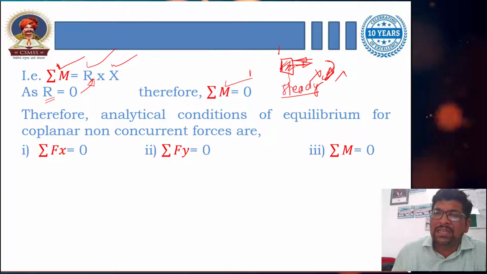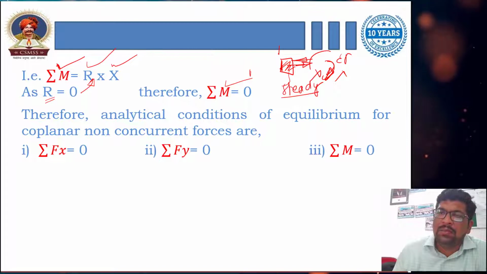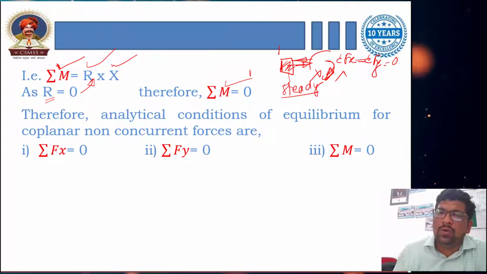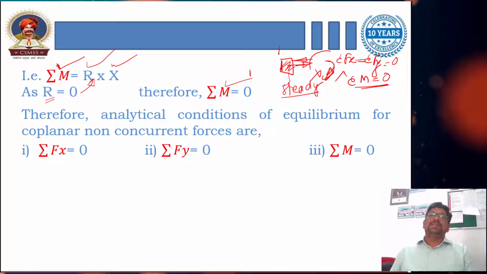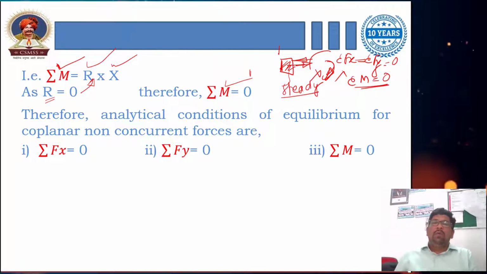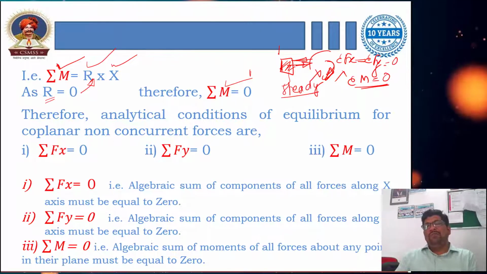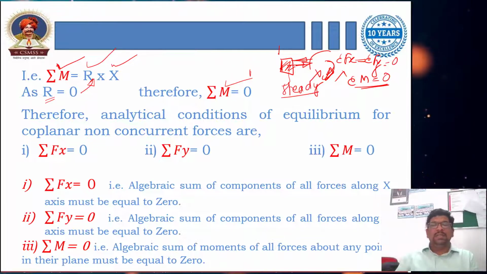So the things we have come up with along with this are that summation Fx and summation Fy should be equal to 0, and now we have got that summation of moment should also be equal to 0. So these three conditions we are getting from Varignon's theorem. Therefore, the analytical conditions of equilibrium for coplanar non-concurrent forces are, as I have told you right now, that summation Fx is 0, summation Fy is 0, and moment is 0. So what are these summation Fx, summation Fy, and summation M? That is explained just below.